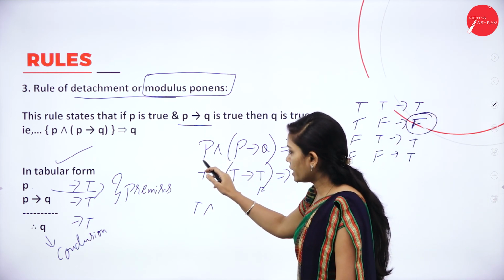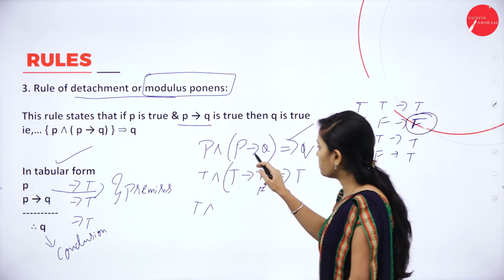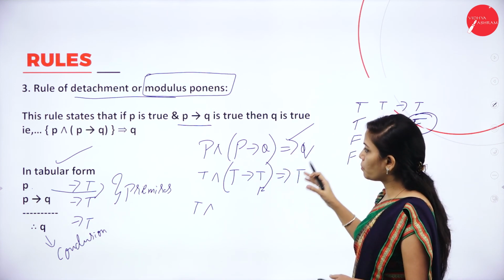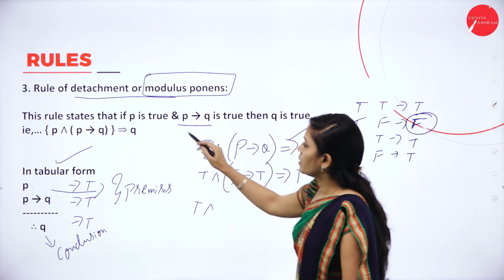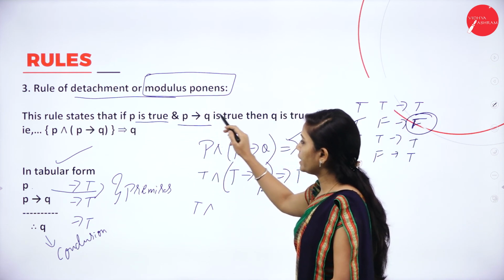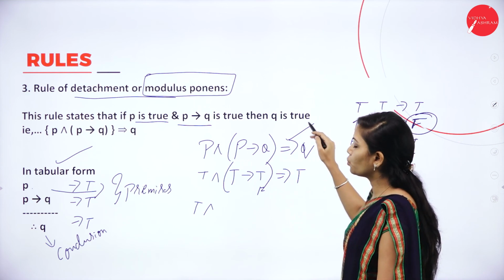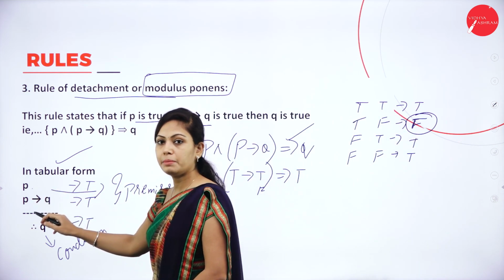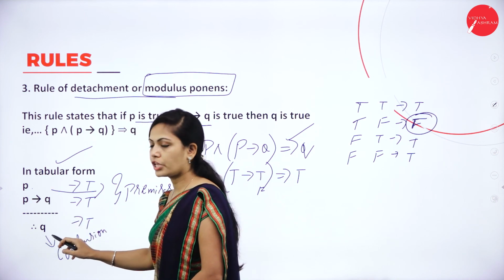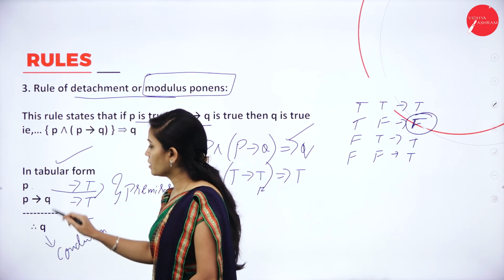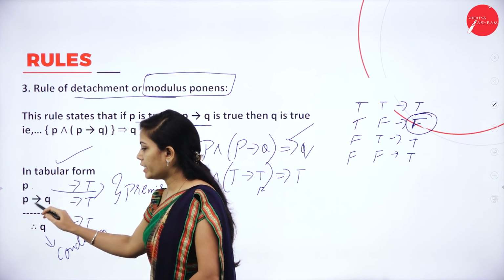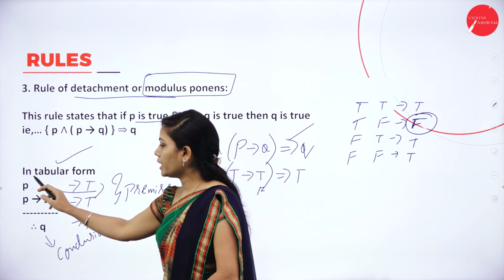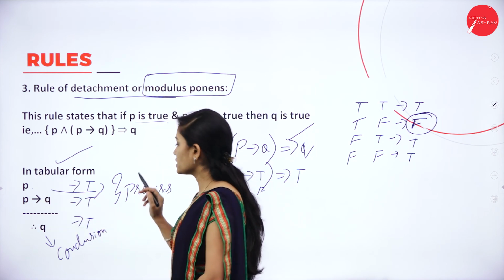So, if P is true, then P implies Q must be true, then Q is also true. So, this modus ponens states that if P is true and P implies Q is true, then Q is true. This is the tabular form: P, and P implies Q, therefore Q. Therefore Q is the conclusion. P and P implies Q are called the premises.